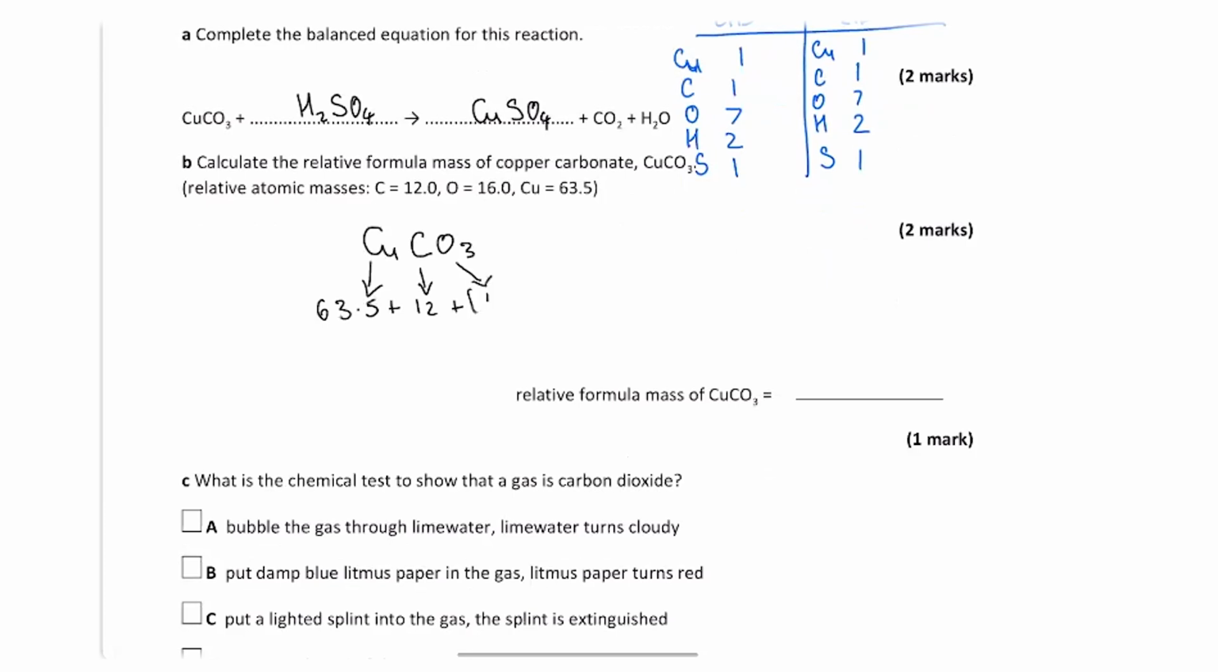plus oxygen, which is 16, and we've got 3 of those. So if we pop that all into our calculator, we will get an answer of 123.5. And you can see, even though I've done my calculation up here, I've actually written my answer on the answer line to make it very, very clear to the examiner that that is the number that I want marked. That is the bit that I want recognised as my answer, not anything else.